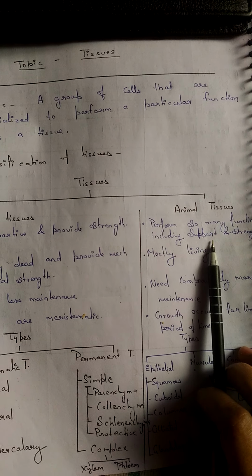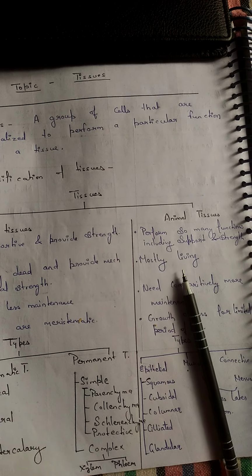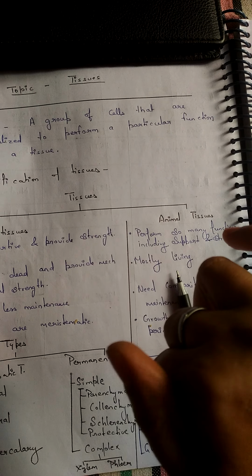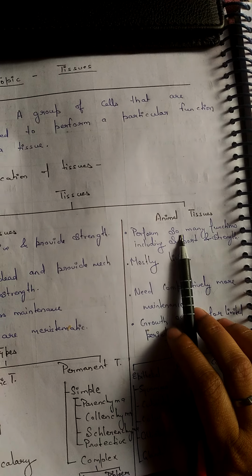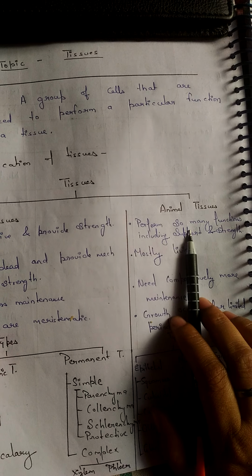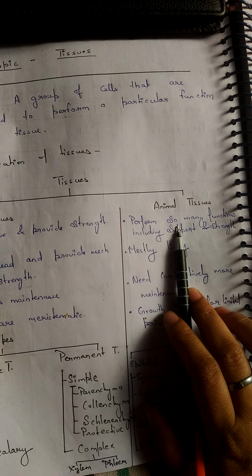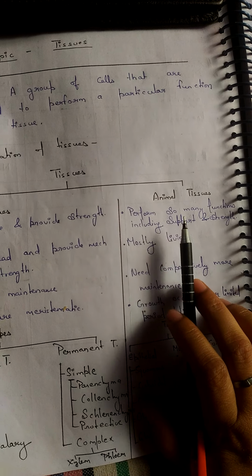Like I can give you an example. If I'm talking about tissues which are present in your skin, these tissues provide you protection, and they also release sweat to balance the temperature in your body. And if I'm talking about the tissues found inside your mouth, they help in digestion of food by secreting salivary amylase enzyme, which digests the starch. So many functions are there.